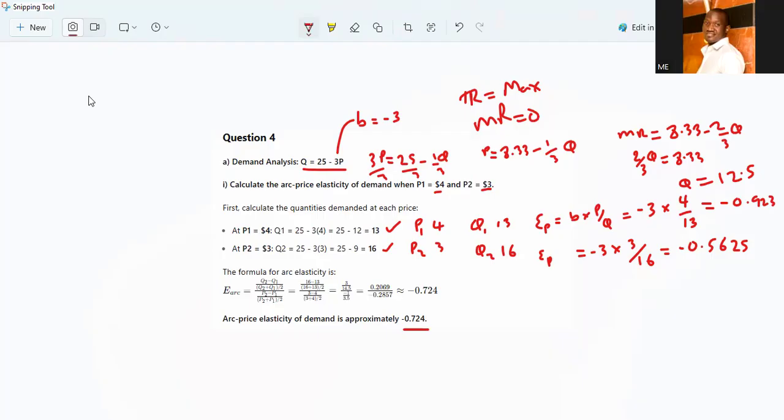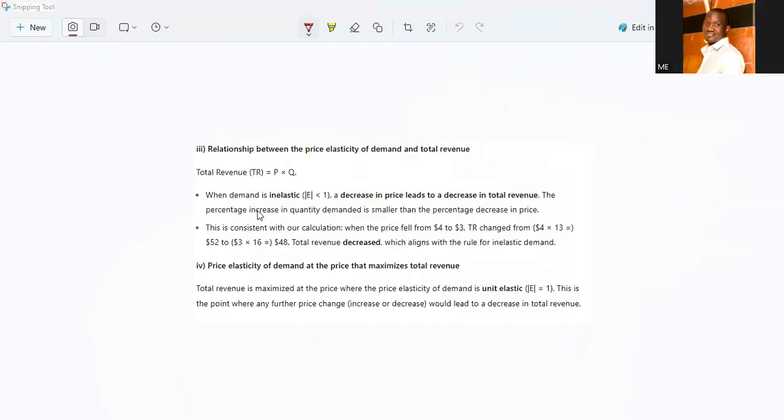Total revenue and elasticity. What is the relationship? So relationship is that when demand is inelastic, a decrease in price will lead into a decrease in total revenue. So the percentage increase in quantity demanded is smaller than the percentage decrease in price. So this is also consistent in our calculation where we found that the price fell from $4 to $3, where the total revenue changed from 4 times 13, which was 52, to 3 times 16, which was 58. So total revenue decreased, which aligns with the rule for inelastic demand.